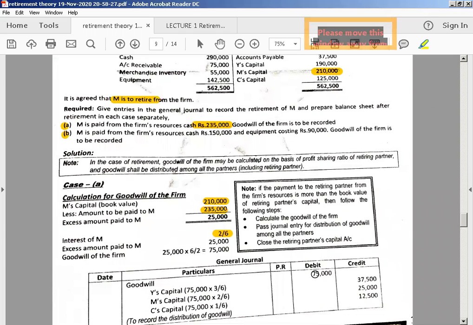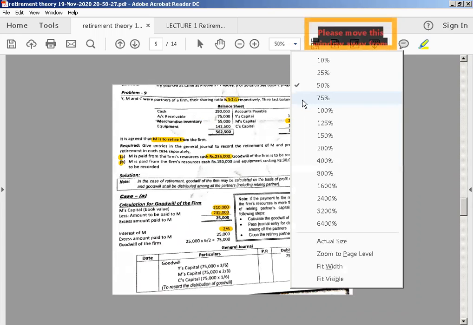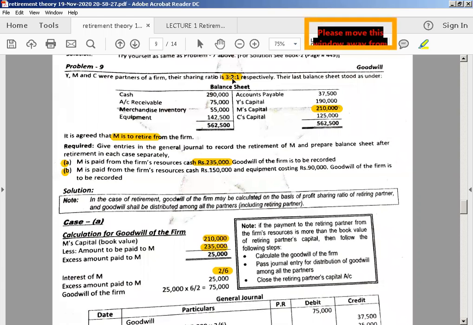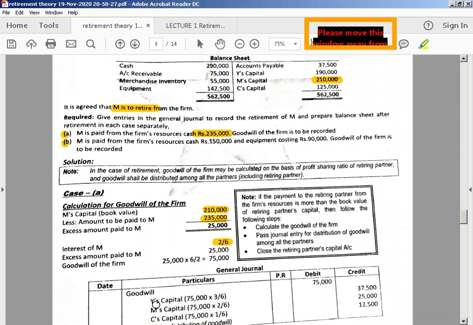75,000 is the total goodwill, and then you will apply the ratio of each partner on the value of goodwill. 75,000, then multiply by 3. 3 is the ratio of Mr. Y, 2 is the ratio of Mr. M, and 1 is the ratio of Mr. C. Okay, so their respective ratios: for Mr. Y the ratio is 3, so 75,000 multiplied by 3 divided by 6. 6 is the sum of ratio, 3 is the ratio of Mr. Y. Then for M it is the total amount multiplied by the ratio of Mr. M, and then the sum of ratio. Then Mr. C, the 75,000 into the C ratio and the sum of ratio. This is the amount of the total goodwill.